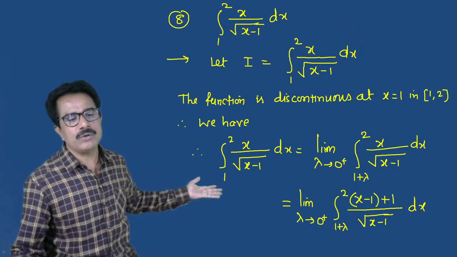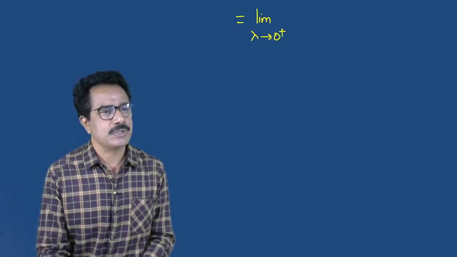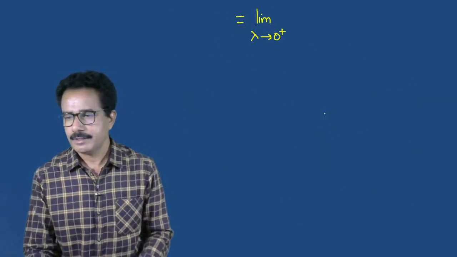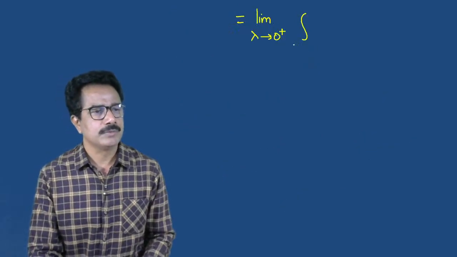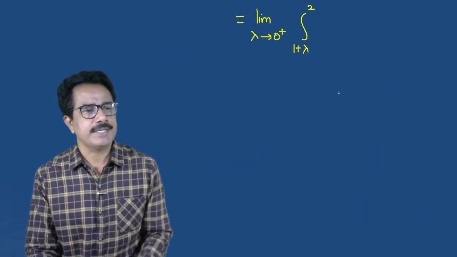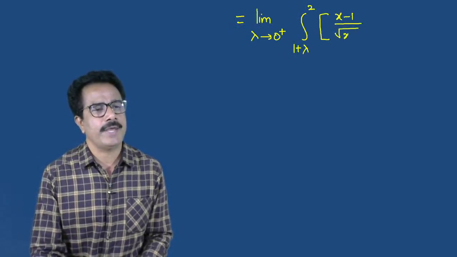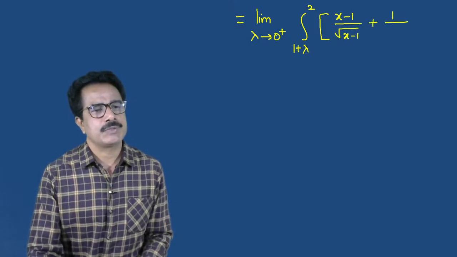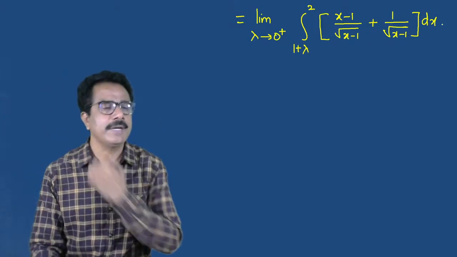Actually, we have already seen how to solve such types of integral, which equals limit lambda tends to 0 positive, integral from 1 plus lambda to 2, we can write x minus 1, separate this denominator, x minus 1 divided by root of x minus 1 plus 1 divided by root of x minus 1 dx. See, this is the solution process of our integration.